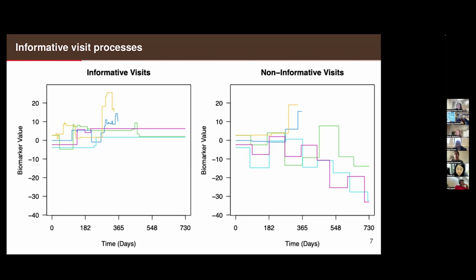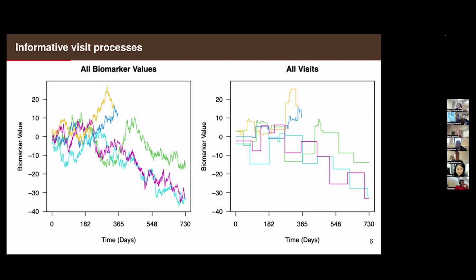So if we put these 2 pieces of information together, the measurements from the informative visits and the measurements from the non-informative visits, we get the trajectories here on the right. And so you can tell that we end up with altogether more information and a more detailed measurement of the biomarker process when it's elevated versus when it's lower.